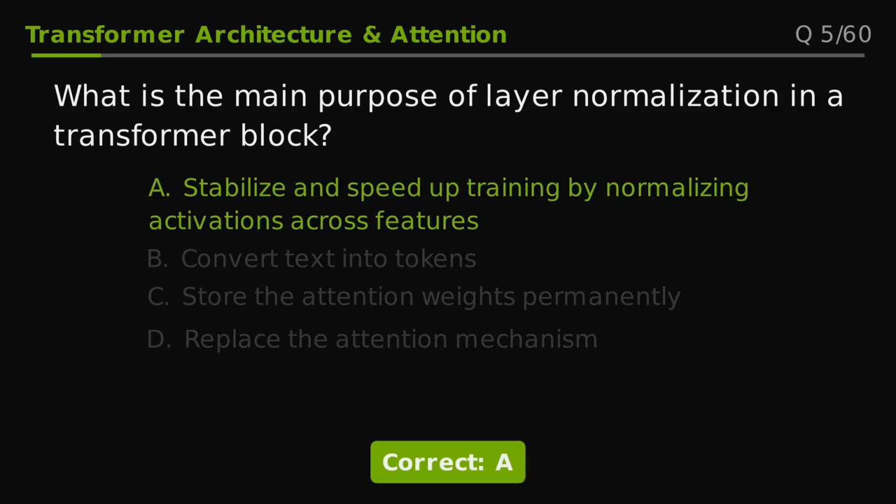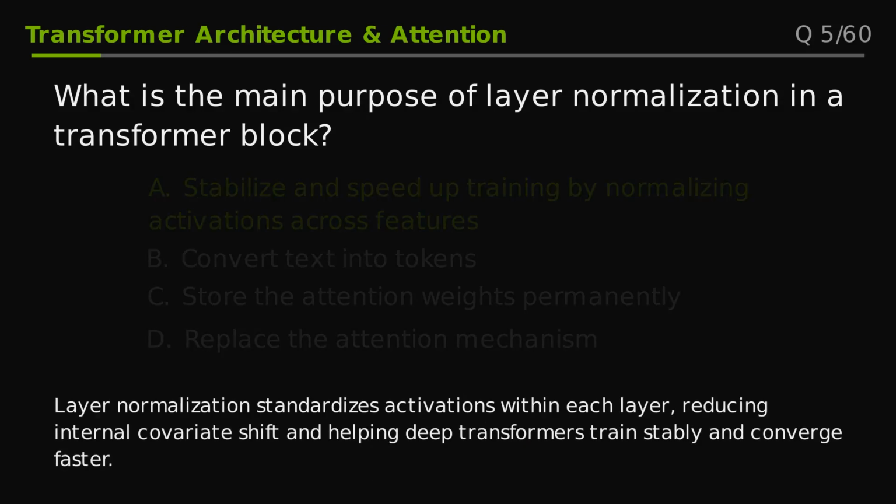The correct answer is A. Layer normalization standardizes activations within each layer, reducing internal covariate shift and helping deep transformers train stably and converge faster.